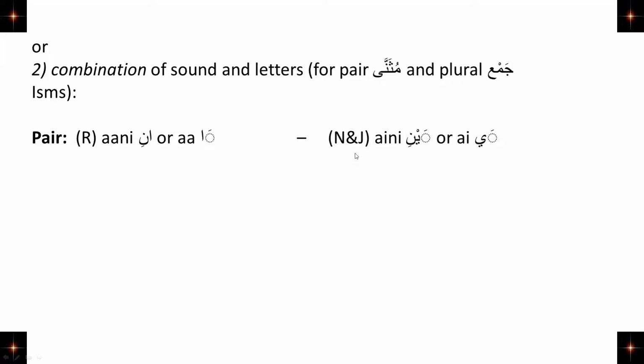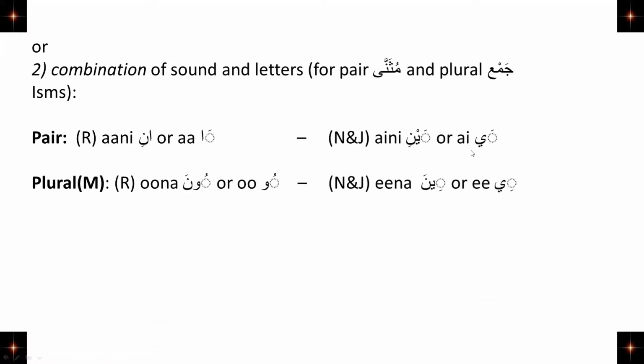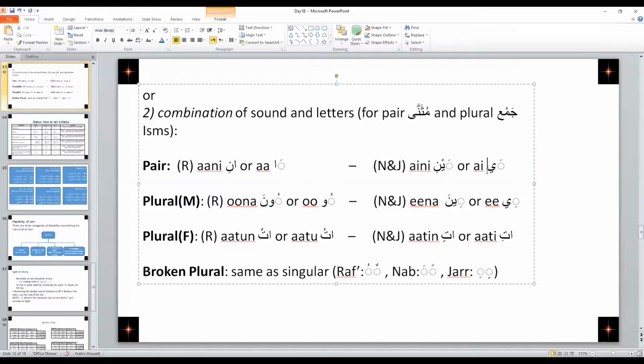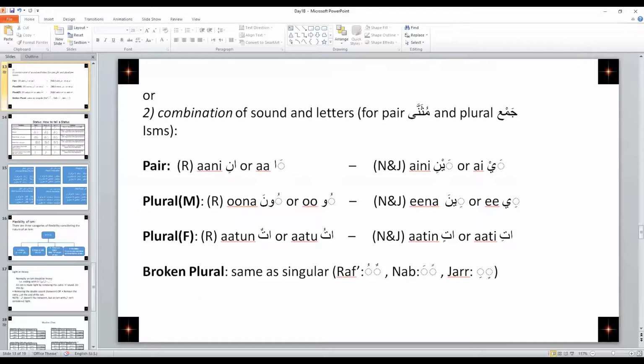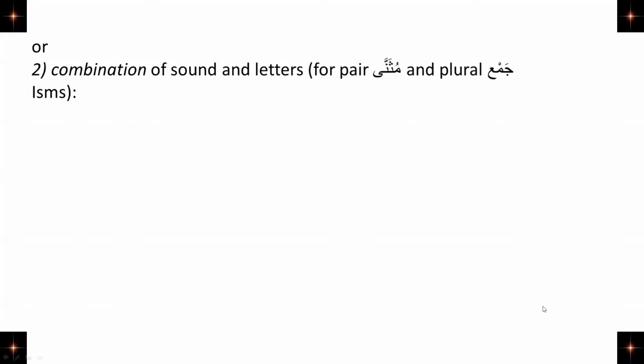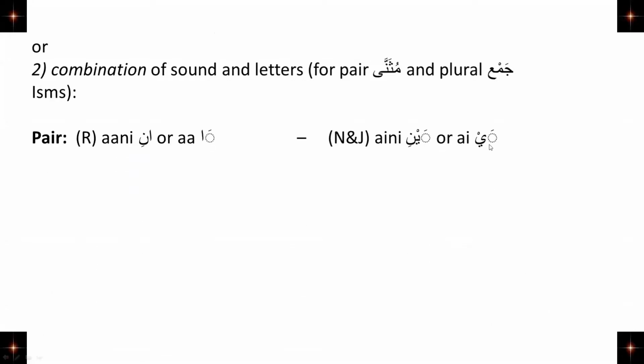But if it is in nasb or jar status, then it will become ayni or ayi. There should be a sukun here. Sorry, there should be a sukun here. So this is ayi. So it's a or ayi. So kitabai or kitabaini. Kitabai or kitabaini. So this is the rafa and nasb and jar with regards to pair.